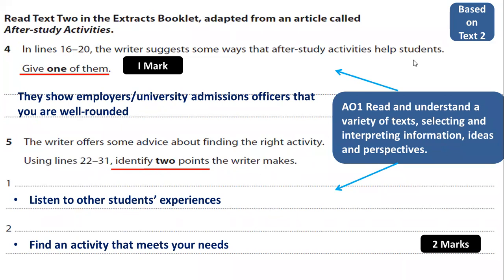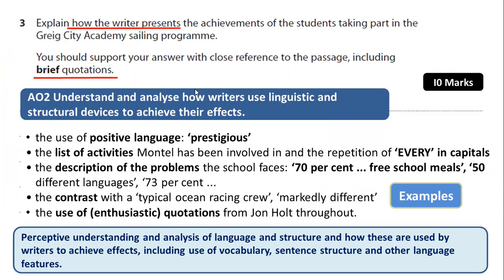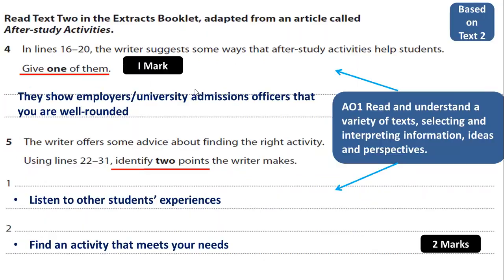So this is actually based on text 2. So remember, question number 4 onwards, the questions are based on text 2, not text 1. Question number 6. Explain how the writer persuades the reader to consider trying after study activities. So this is also somewhat like the previous question we discussed, question number 3. This is very much like question number 3.